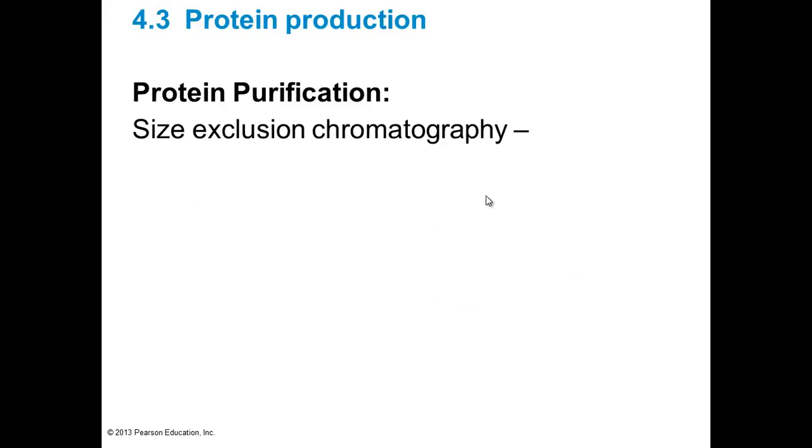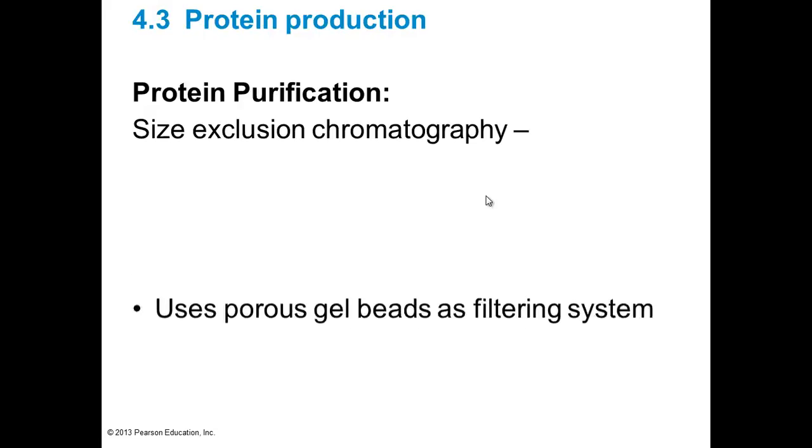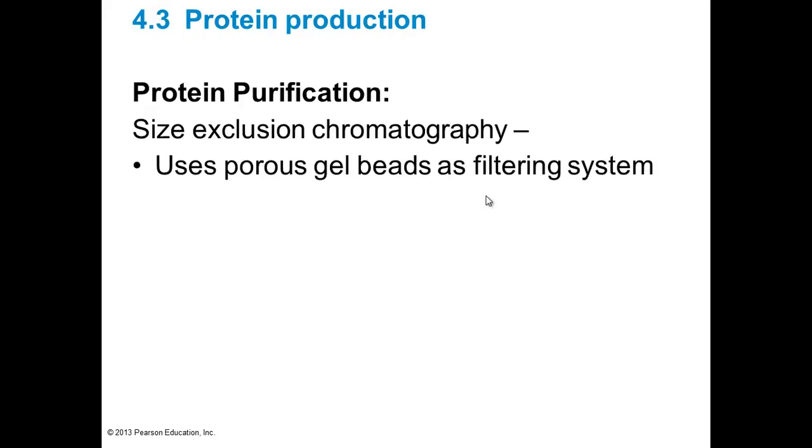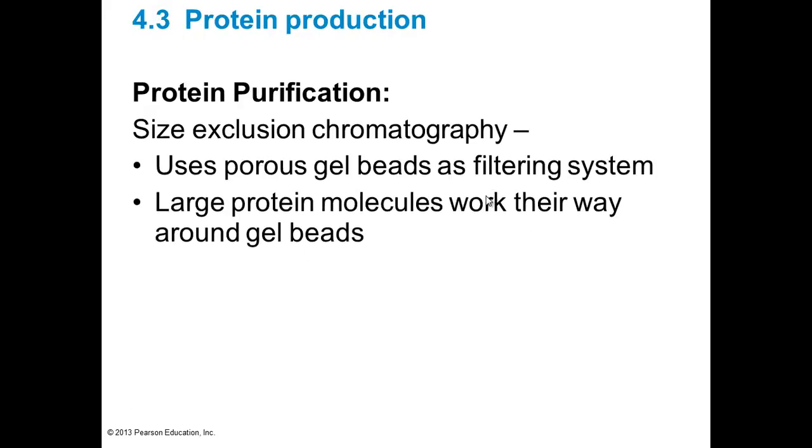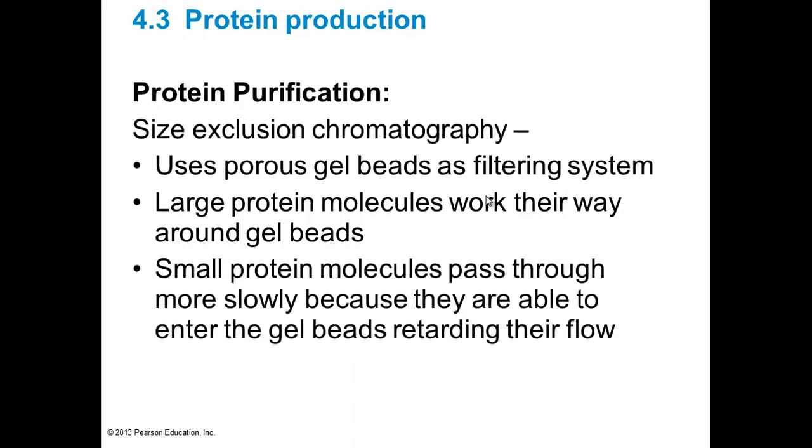We'll talk about the different types of chromatography. The first type of chromatography is called size exclusion chromatography. And here you use gel beads that are porous. Larger proteins will work their way around the gel beads. They are too large to get into the pores. And smaller proteins will migrate slowly because they're able to enter the gel beads, and that retards their flow.